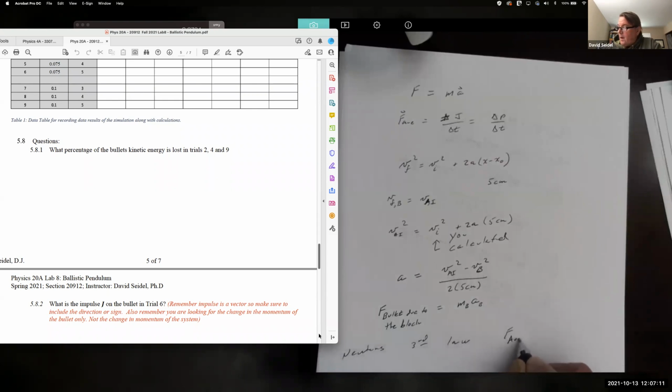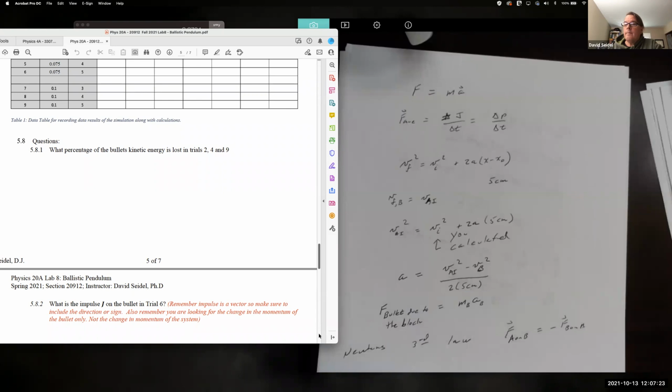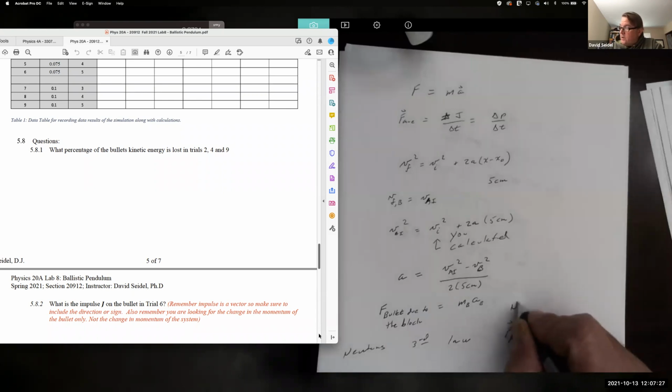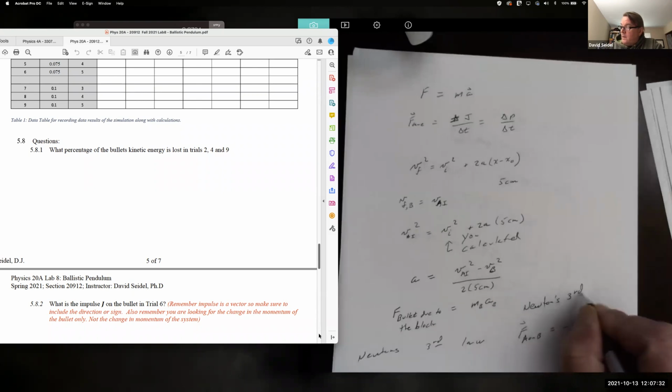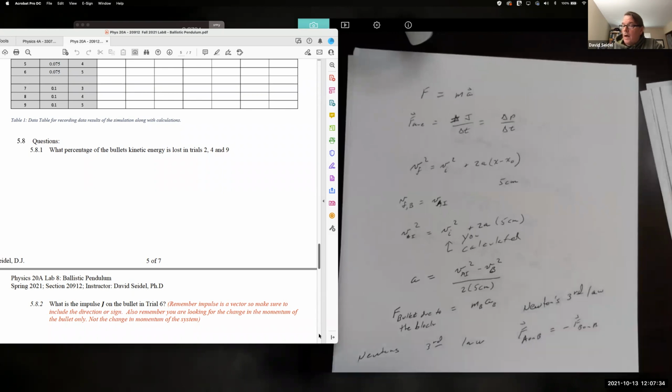F of A on B equals minus F of B on A. This is Newton's third law. Don't forget these. You're going to need these sort of laws, and you need to remember these sort of things in the exams. Our labs are trying to reinforce some of this.